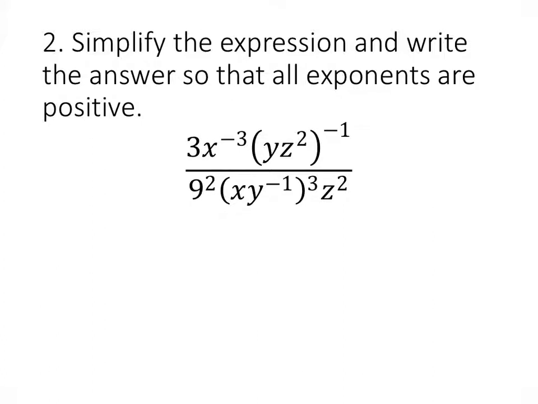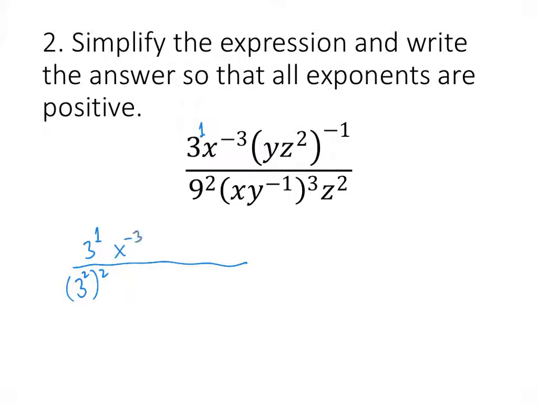Same idea here, obviously a little bit more complicated. We have 3 letters, x, y, and z, and we also have coefficients. We have a 3 on the top and 9 squared on the bottom. So if we think of 3 as 3 to the first, then we have 3 to the first on top, and 9 is 3 squared, so that's 3 squared squared on the bottom.